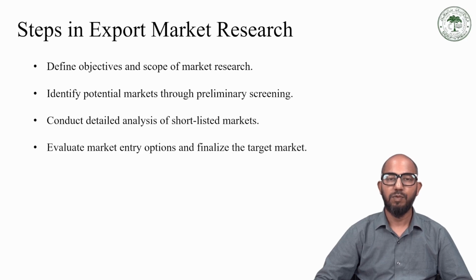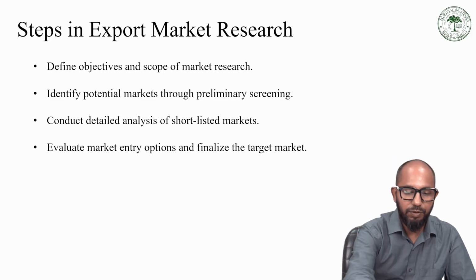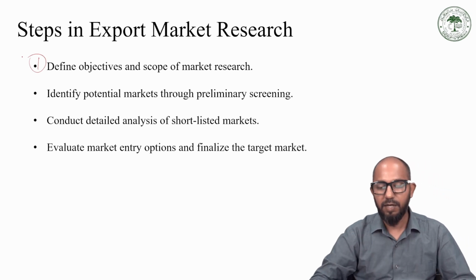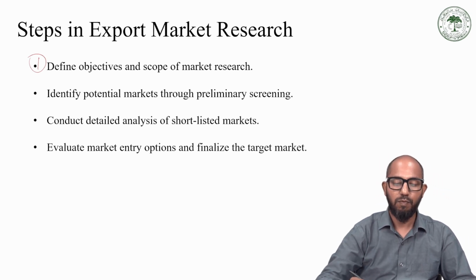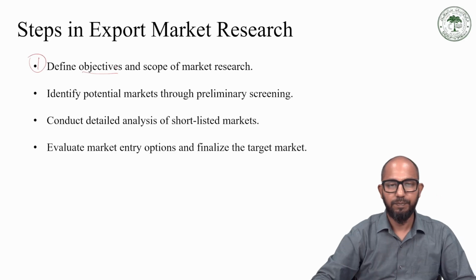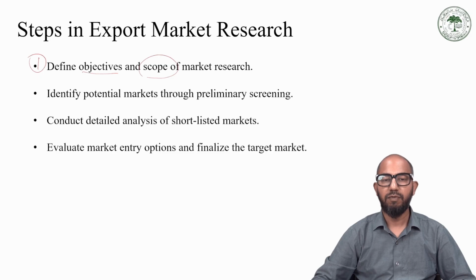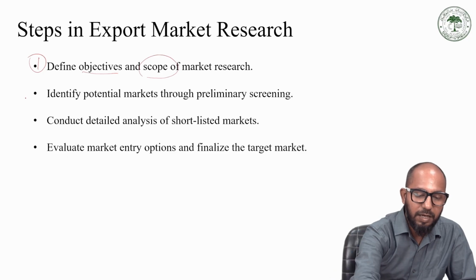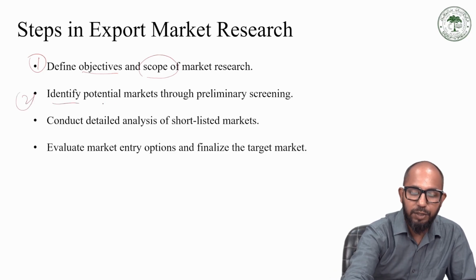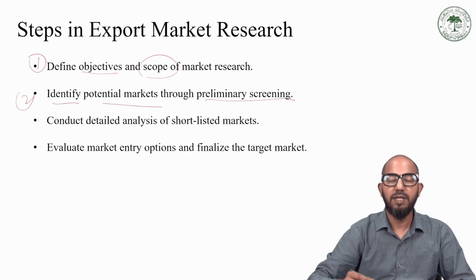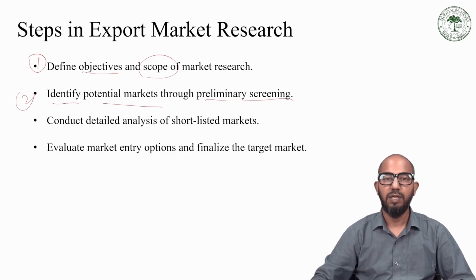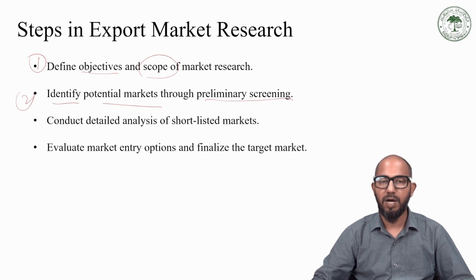Let us now discuss what are the steps in export market research. The first step is to define the objectives and scope of market research. Means what is the objective of market research? And what is the scope? Means is it valid for one country or are we trying to understand the behavior in a particular regional zone? The second step is to identify the potential markets through preliminary screening. That is, we can try to see the consumer demand in different markets and then we can select a few markets.